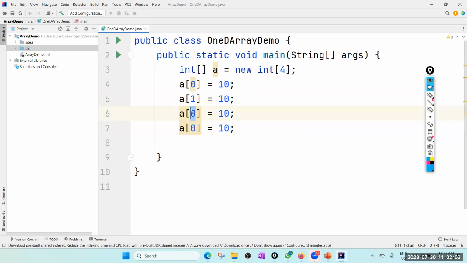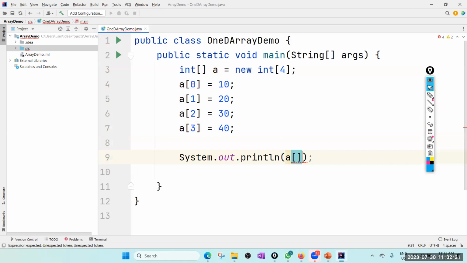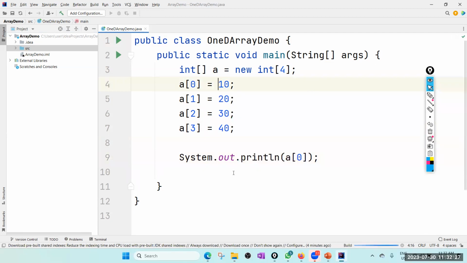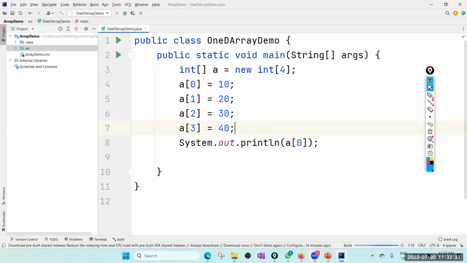Zeroth element, first element, so second element, third element. Let's just assign values like 20, 30. Right, now the thing is, okay, let's print it. Say A0. And it will print 10. Okay, it will print 10.